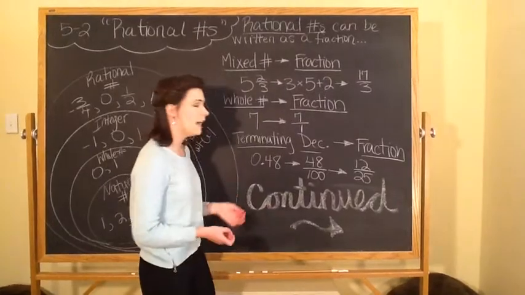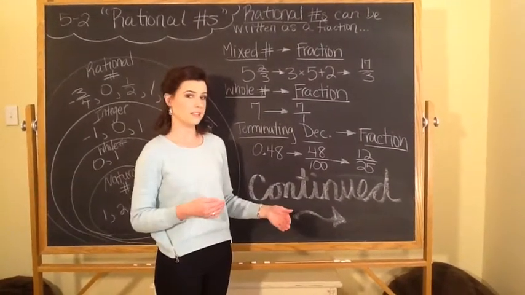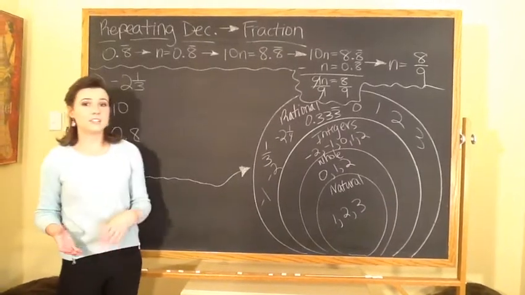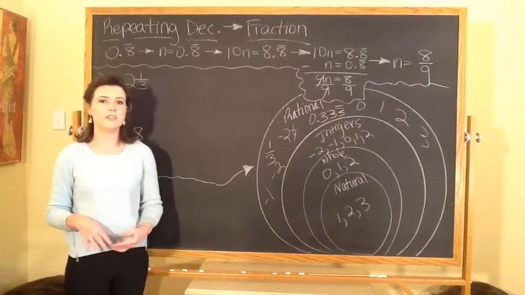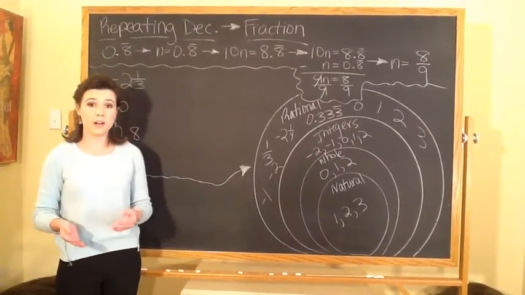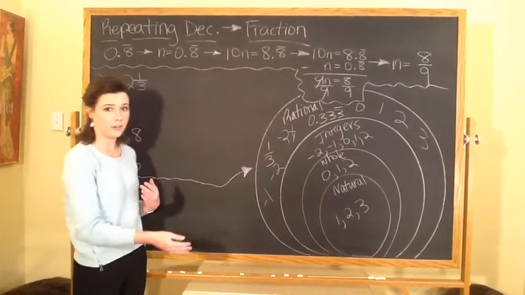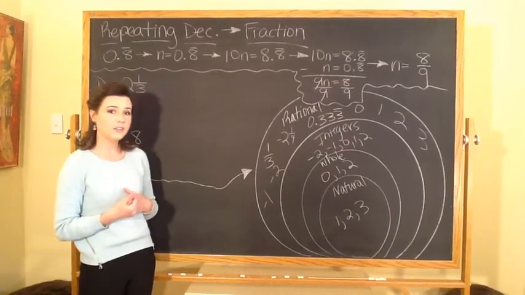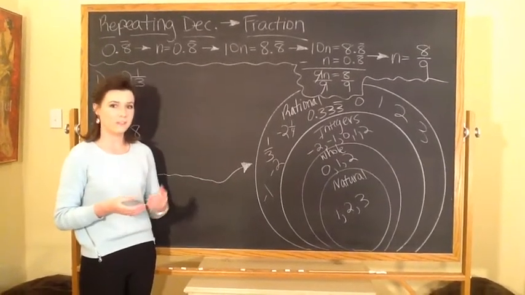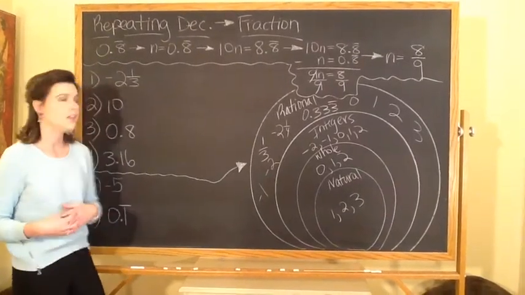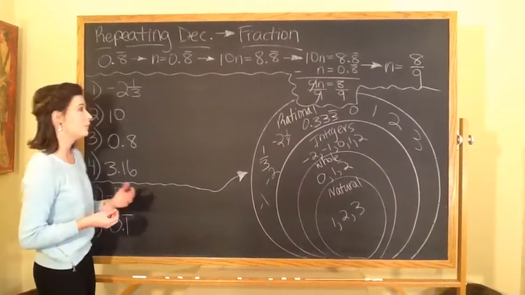Now let's look at how you turn repeating decimals into fractions. When we're changing repeating decimals into fractions, that's a little bit different than when we change normal decimals to fractions, because it goes on forever. So we have to find a way to eliminate that factor of infinity so that we can put it in some sort of fraction. Here are the steps you need to take to be able to do that.